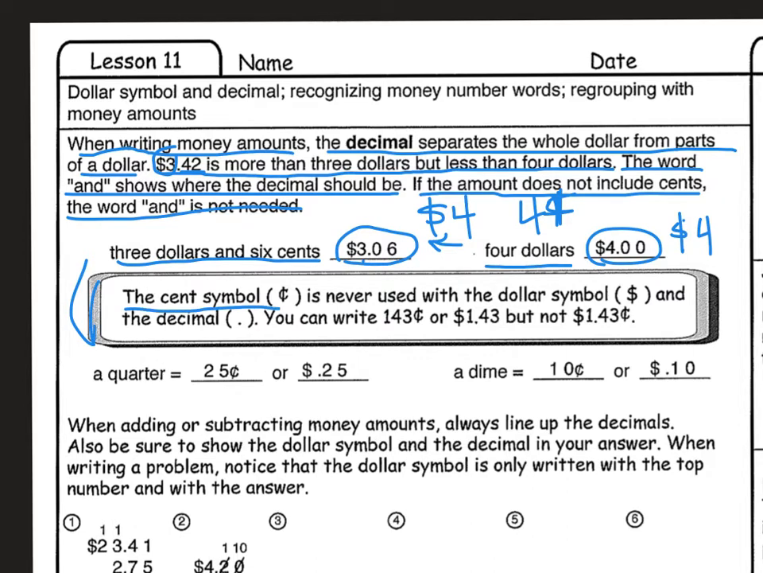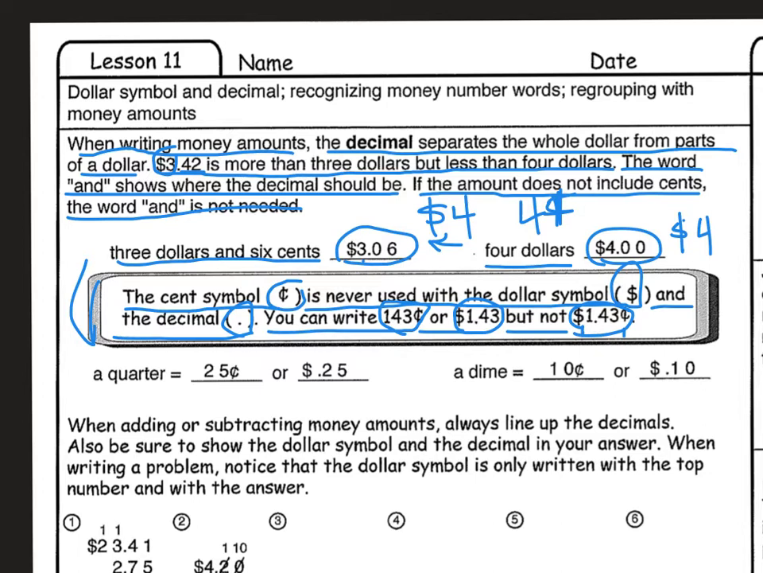Okay, let's look in this box right here. The cent symbol, which is this, is never used with the dollar symbol, and it's never used with a decimal. You can write 143 cents, that's okay, or $1.43, but you never write $1.43 with a dollar sign and a cent sign. You're never going to mix those two together.